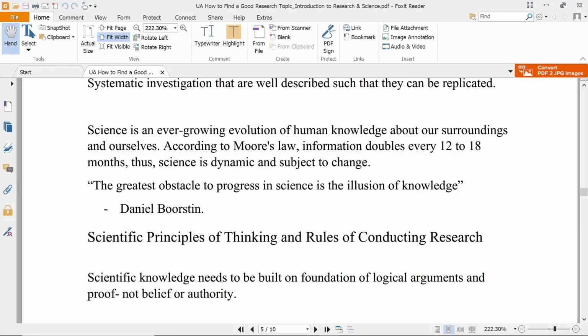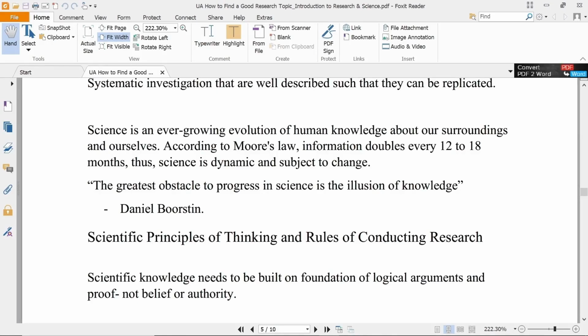According to Moore's law, information doubles every 12 to 18 months. That science is dynamic and subject to change. So science is ever evolving. So whatever things which have been done maybe in the last 20 years become obsolete.